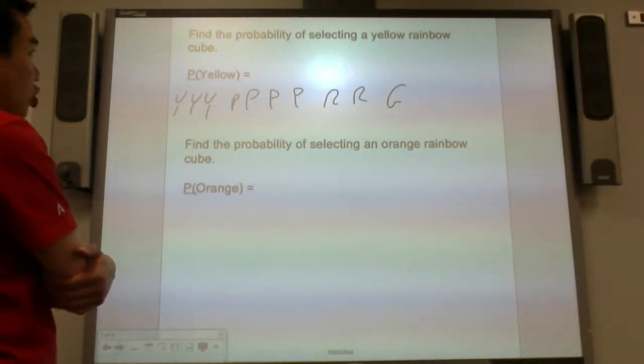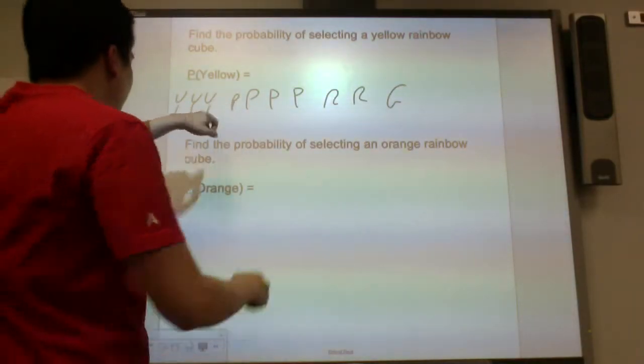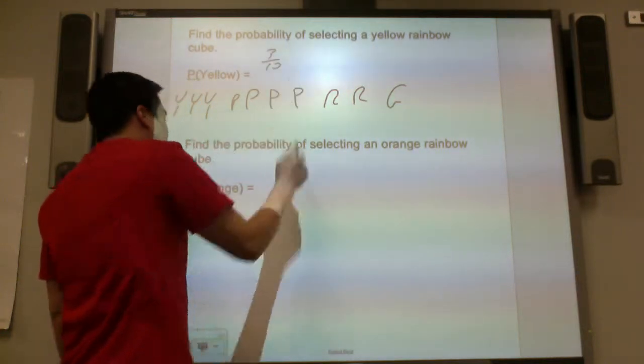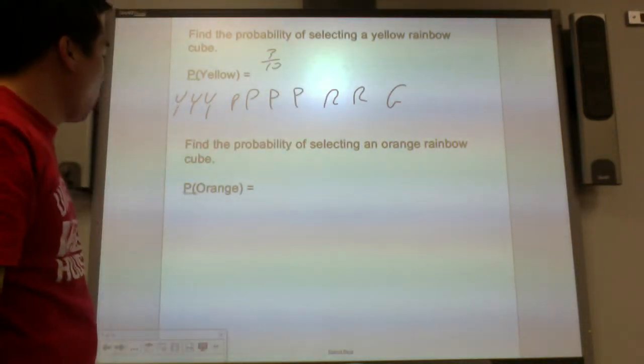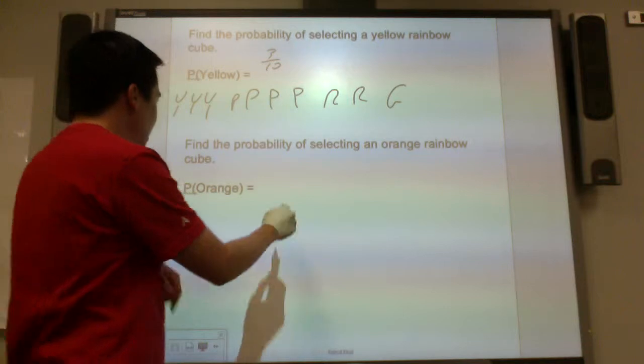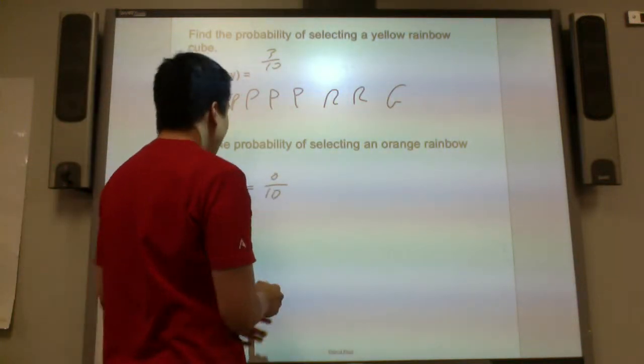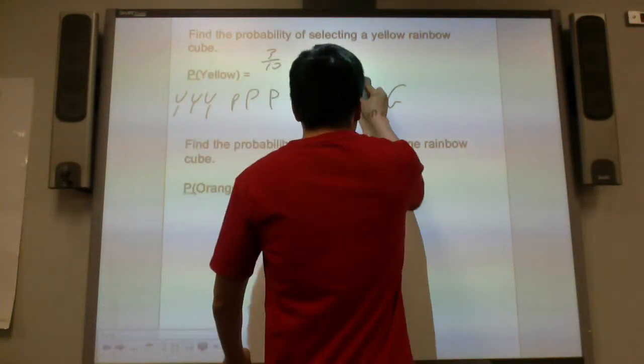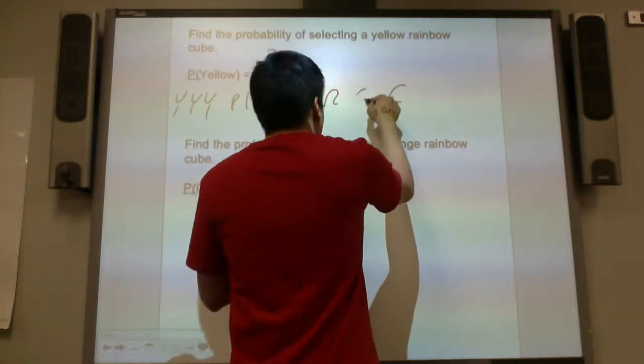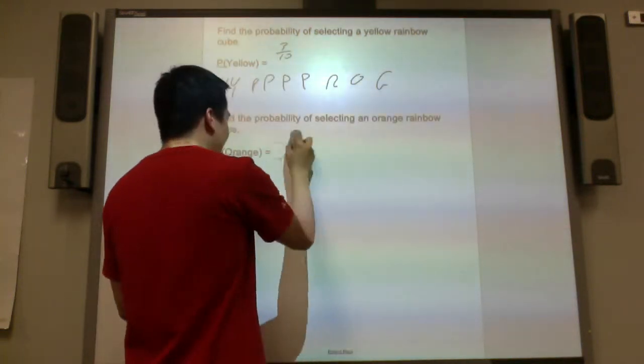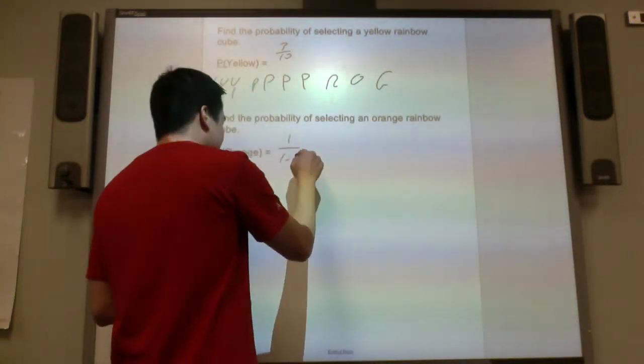Find the probability of drawing a yellow. 3 out of 10 chance. Find the probability of selecting an orange. 0 out of 10 chance. Actually, I need orange as one of the colors, so let me replace this with orange. So it's 1 out of 10 chance of it happening.